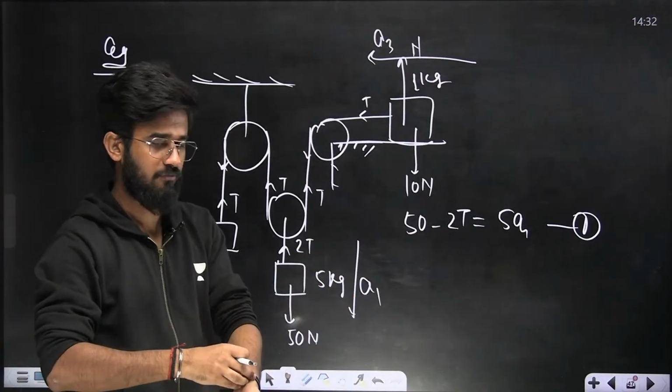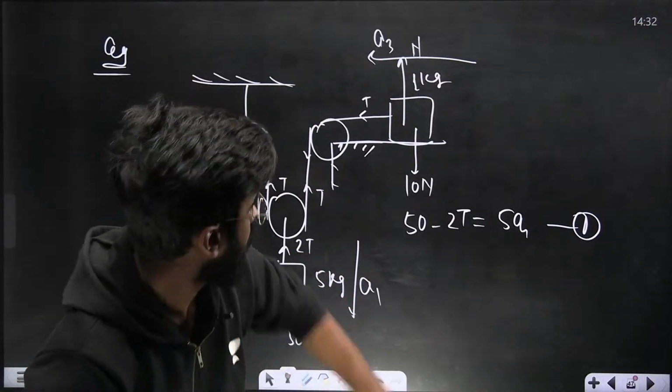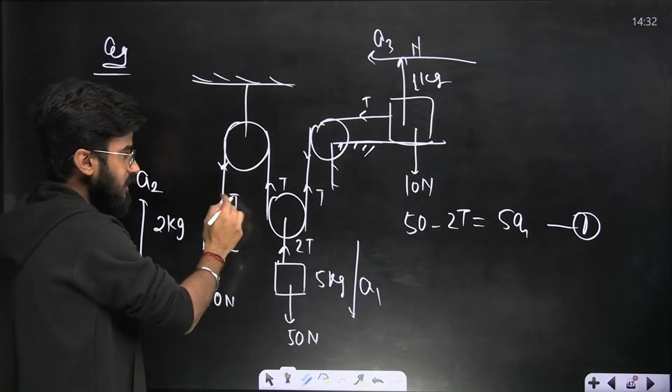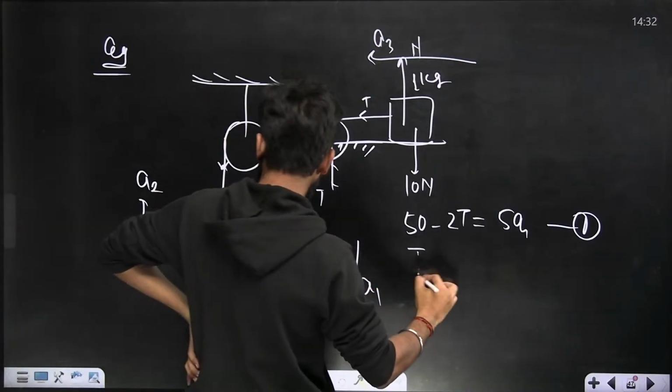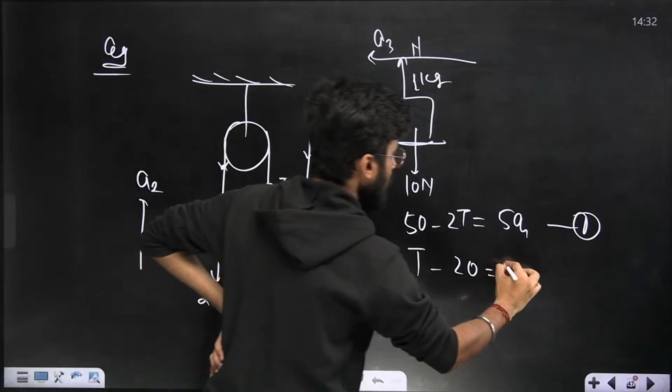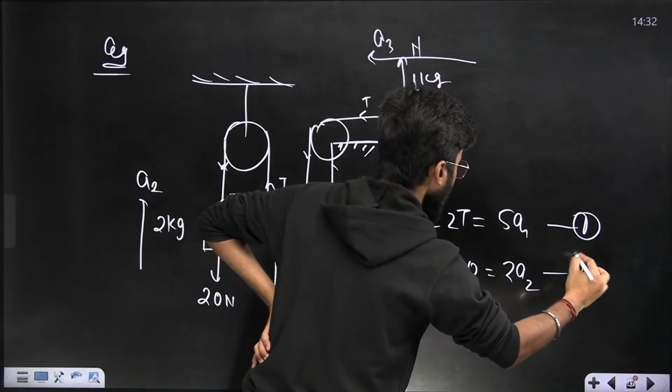Now come to this block. This is going upwards, so tension will be larger, means T minus 20 equals mass into acceleration, means 2A2. Equation number 2.